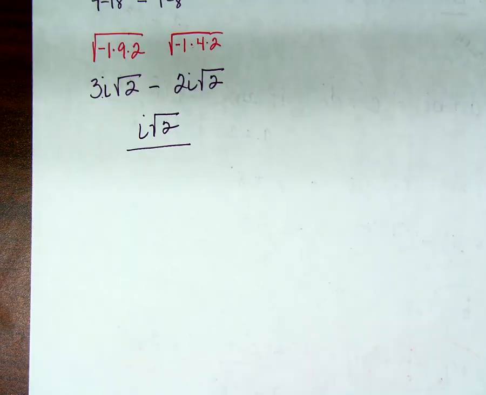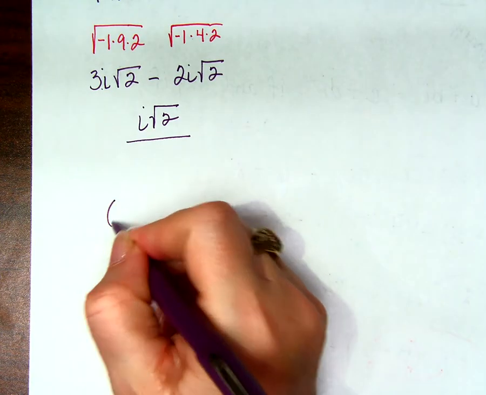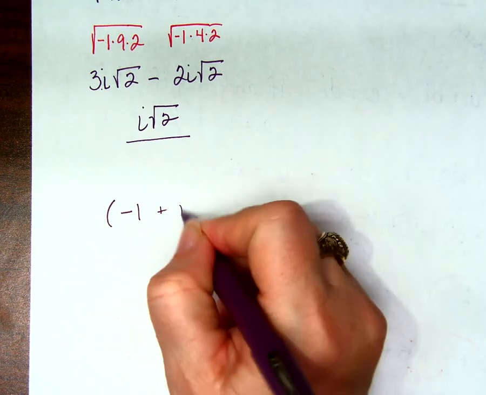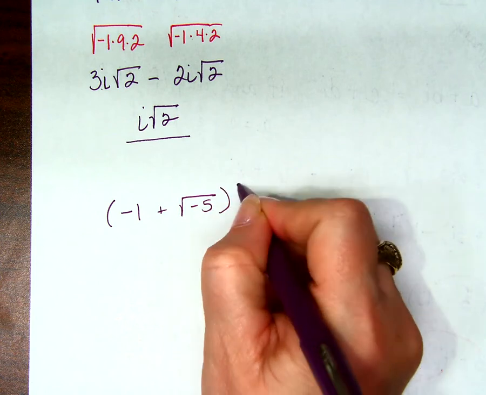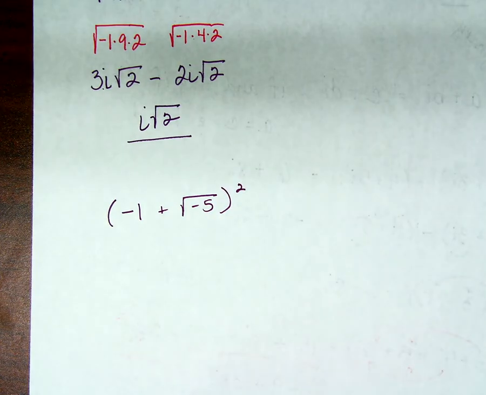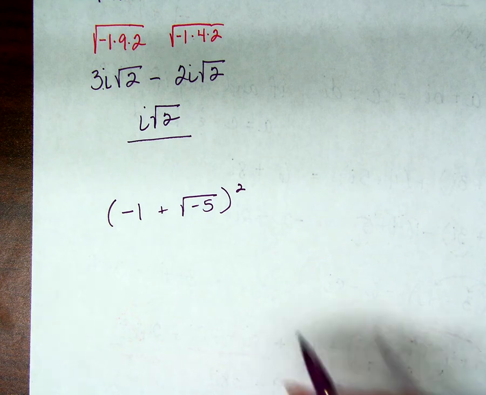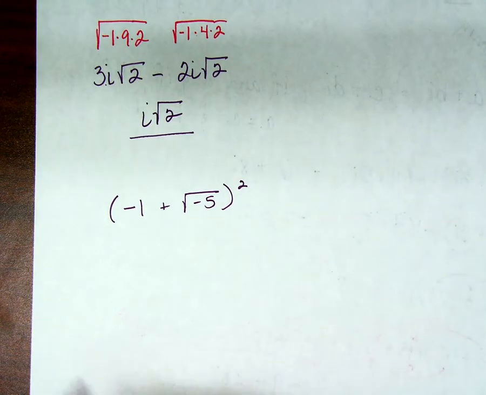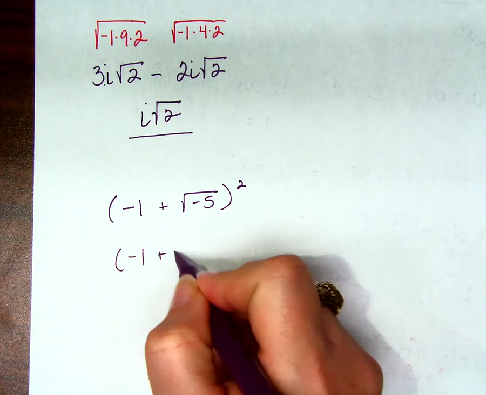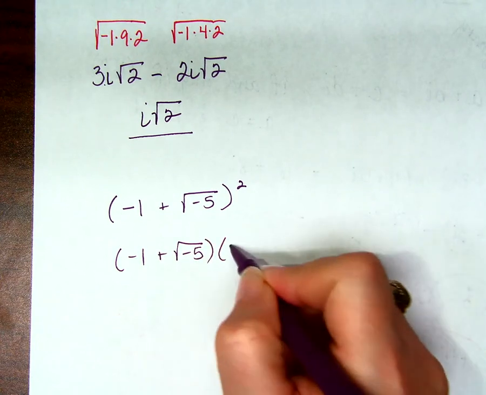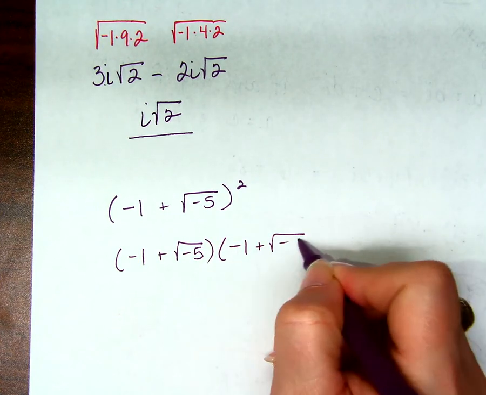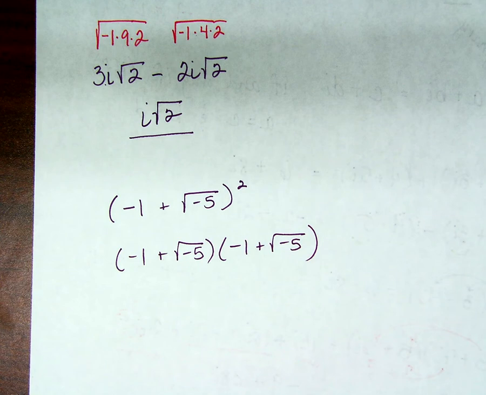One other example of a problem that you might see would be something like this. Negative 1 plus the square root of negative 5 squared. Well, hopefully by now you know that this means negative 1 plus the square root of negative 5 times negative 1 plus the square root of negative 5. Yes? And you know that this also means distribute.